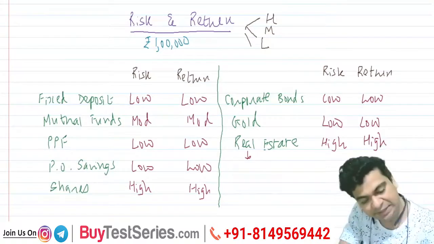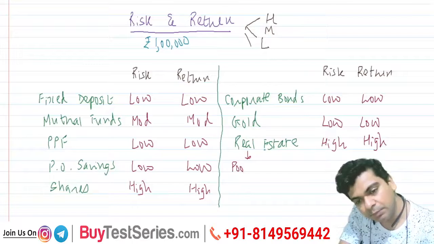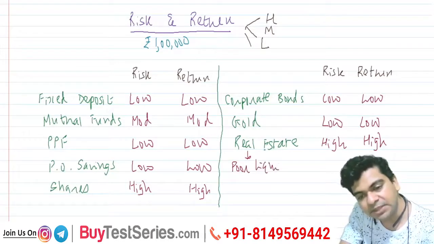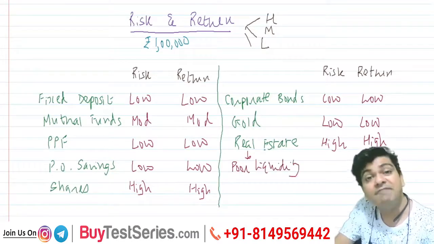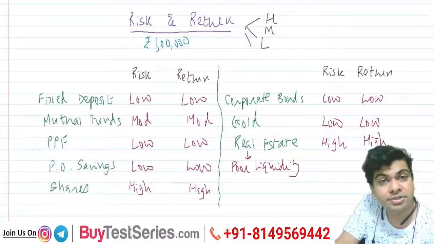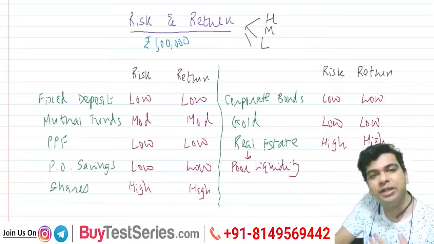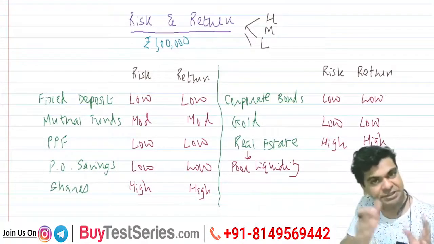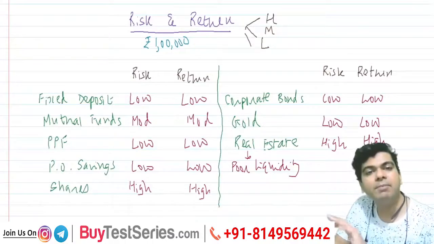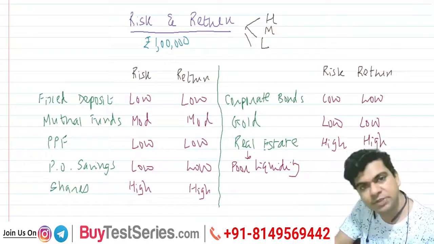The problem with real estate is poor liquidity. That's the issue over here. If I plan to sell a particular property, I'll not be able to sell it that easily. For example, I'm in urgent need of money and I put my money in a fixed deposit. I can go to the bank and break the FD. No questions asked. I can do that.